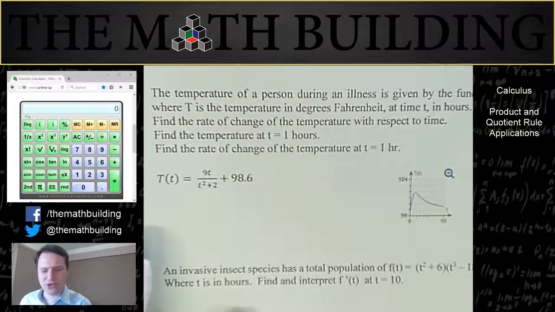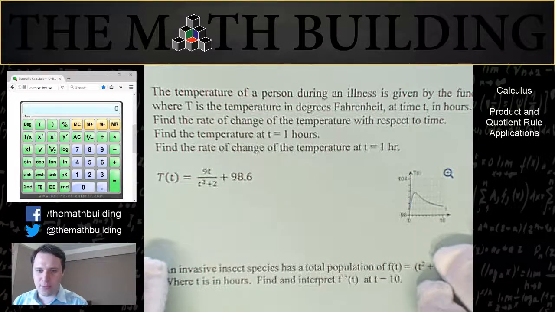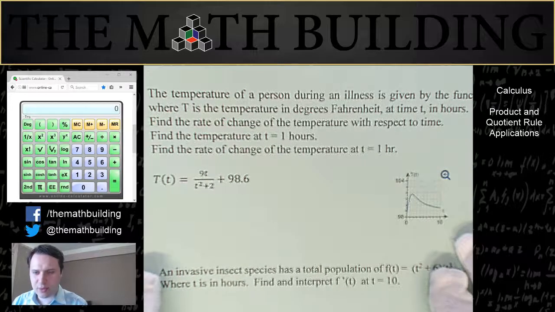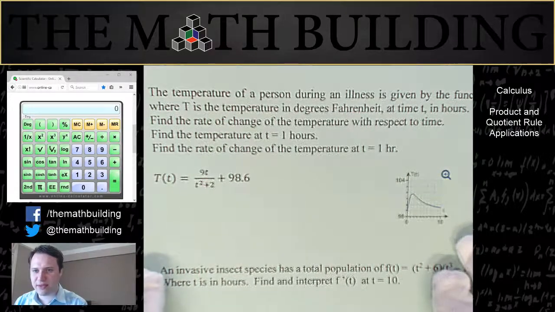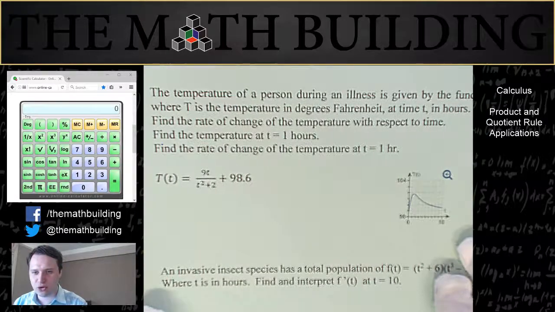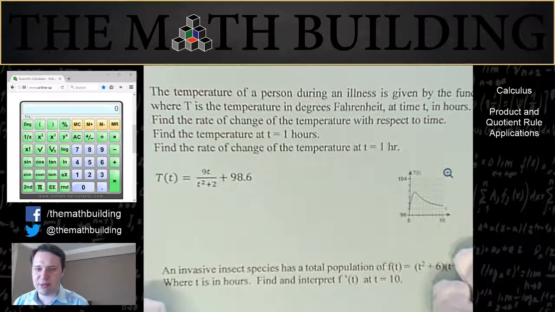Let's do an application of the quotient rule and the product rule. So here we go. It says the temperature of a person who is sick. The temperature of a person during an illness is given by this function down below, where capital T is the temperature in degrees Fahrenheit, and little t is the time in hours.